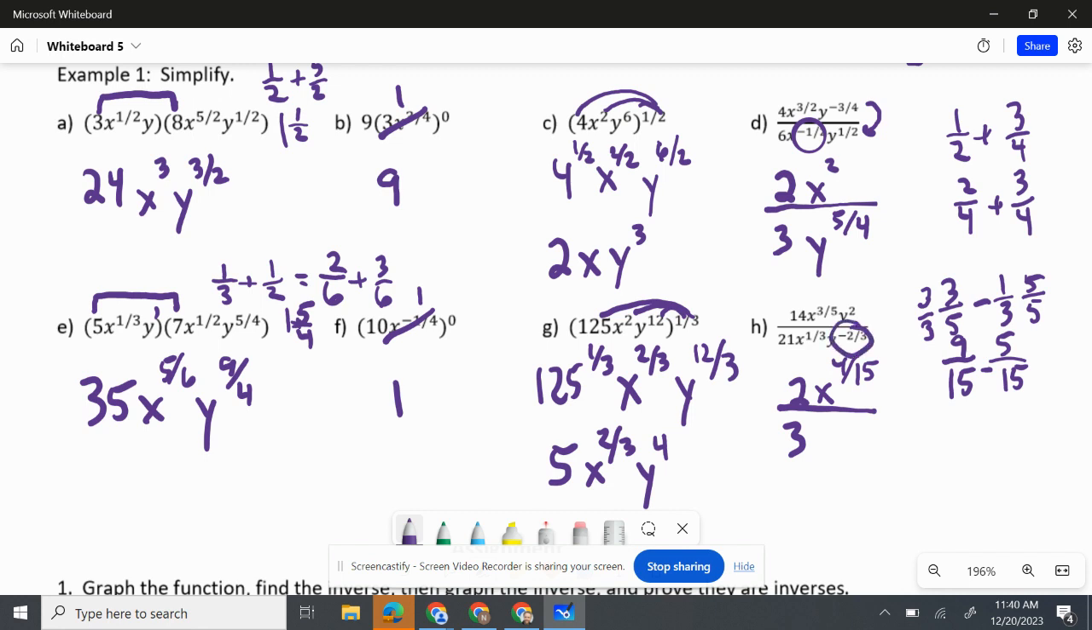Then because we have a negative exponent, we're going to bring it up. So that right there would be 2 plus 2/3, which of course is 2 and 2/3. 3 times 2 is 6, plus 2 is 8. So that would be y to the 8/3.